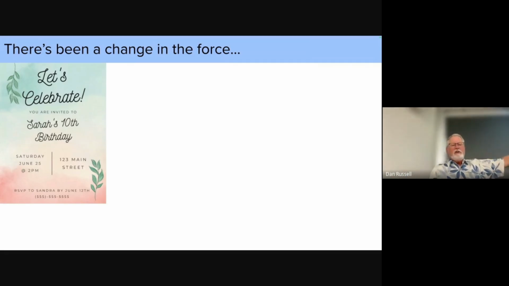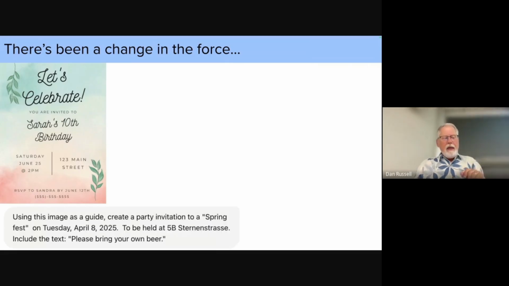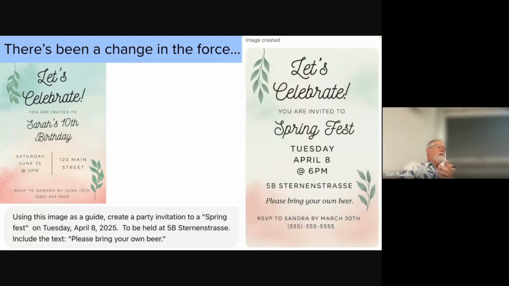Here's a party invitation I found on the web. And what you can do with these Gen AI systems is to say, hey, use this image as a guide, create a party invitation to Springfest to be held at 5B Sternenstrasse. Include the text, please bring your own beer. Using it as a guide is the key phrase here, because this is what it generated. Ta-da! It copied the look and feel. It copied the font. It copied the color. It copied the botanical illustrations, and it got it right.